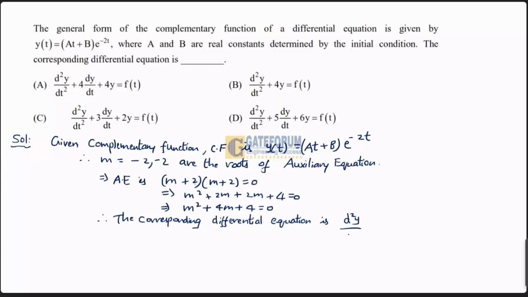d square y by dt square, where y is the dependent variable, t is the independent variable, because all options are in the form of y and t variables, plus 4 dy by dt plus 4y, and the right hand side any term containing the independent variable or 0, that is denoted by any function of t, f of t. So this is the answer, this is the differential equation required. Accordingly, the answer is option A. This is the end of the question.